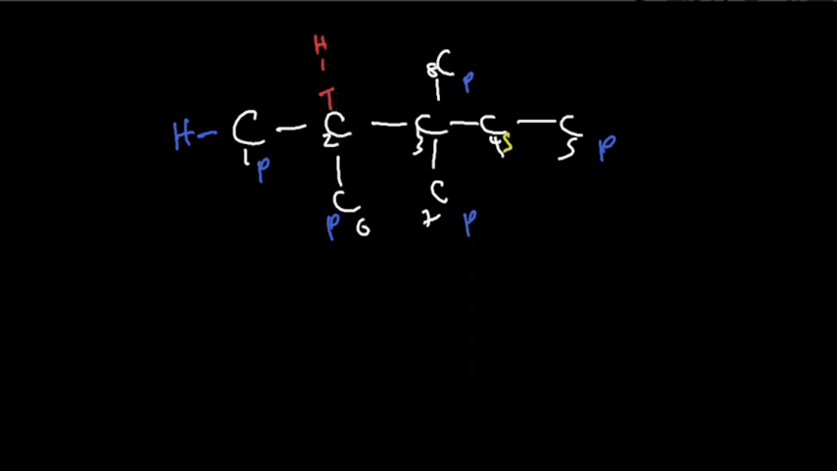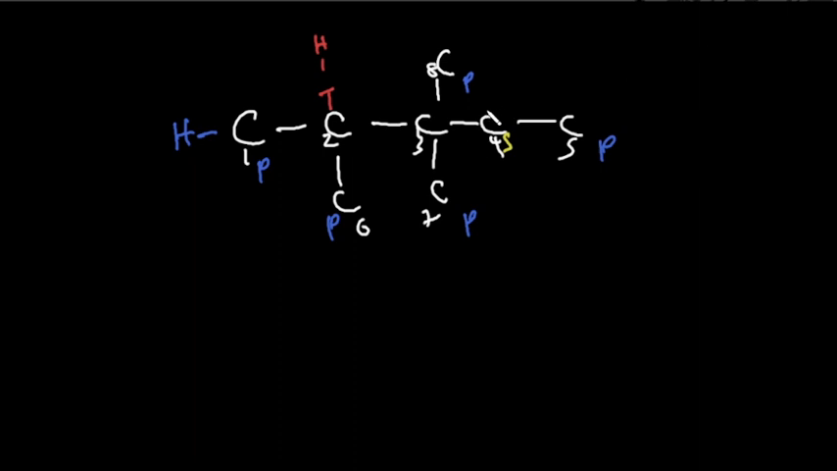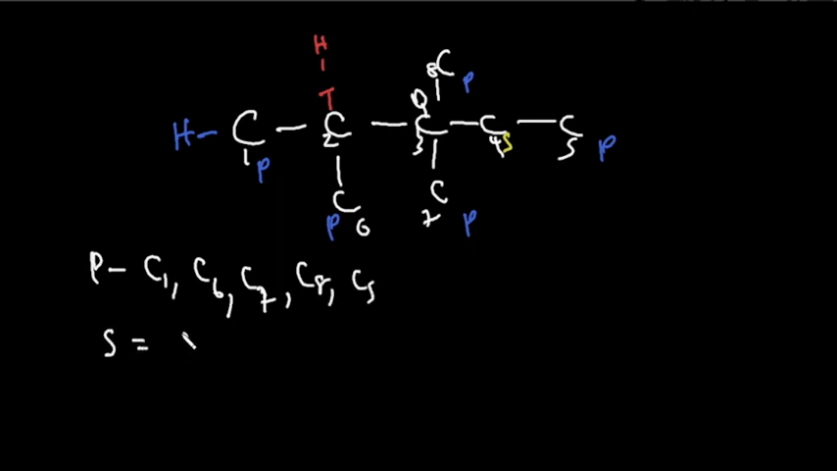Now, we move ahead to the next one, or probably the final one, and that is your quaternary carbon atom. Your quaternary carbon atom is basically a carbon atom that is directly attached to four carbon atoms in the chain. And with that said, our quaternary carbon atom is C3. So that's that basically. Primary is going to be C1, C6, C7, C8, and C5. Your secondary is going to be C4. Your tertiary is C2, and your quaternary is C3. Basically that. With that said, let's move ahead.